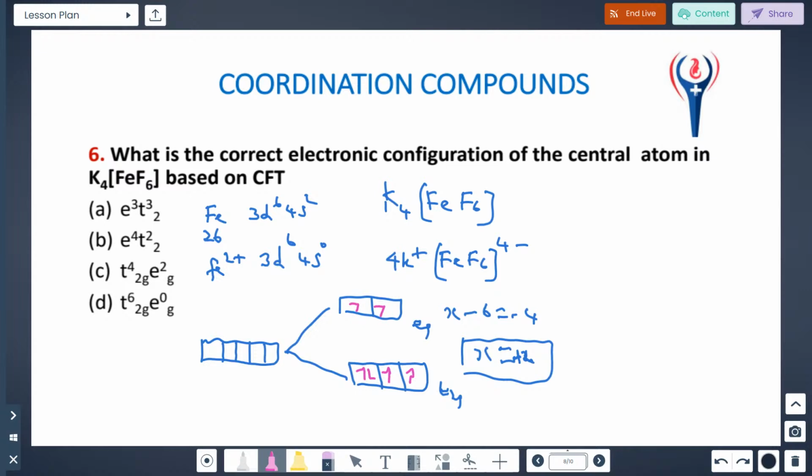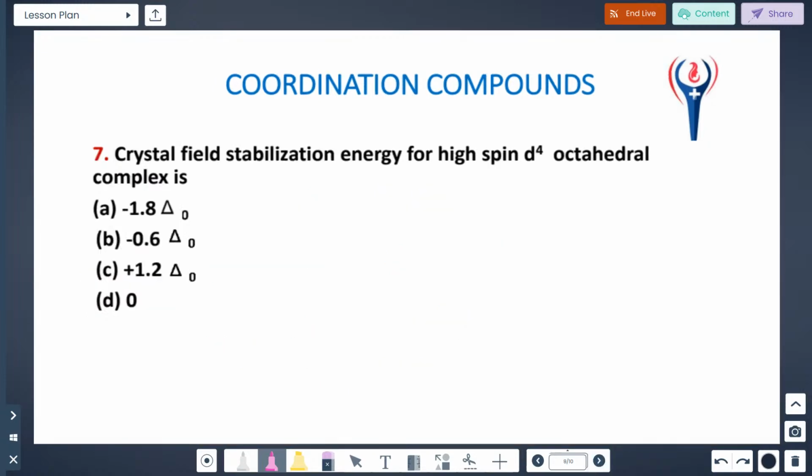This is the way to fill up. So T2g has how many electrons? 4 electrons. Eg has how many electrons? 2 electrons. So T2g 4, Eg 2. Suppose if it is a strong ligand, then this will be the answer. Okay. Understood? Right. Simple. Next one.